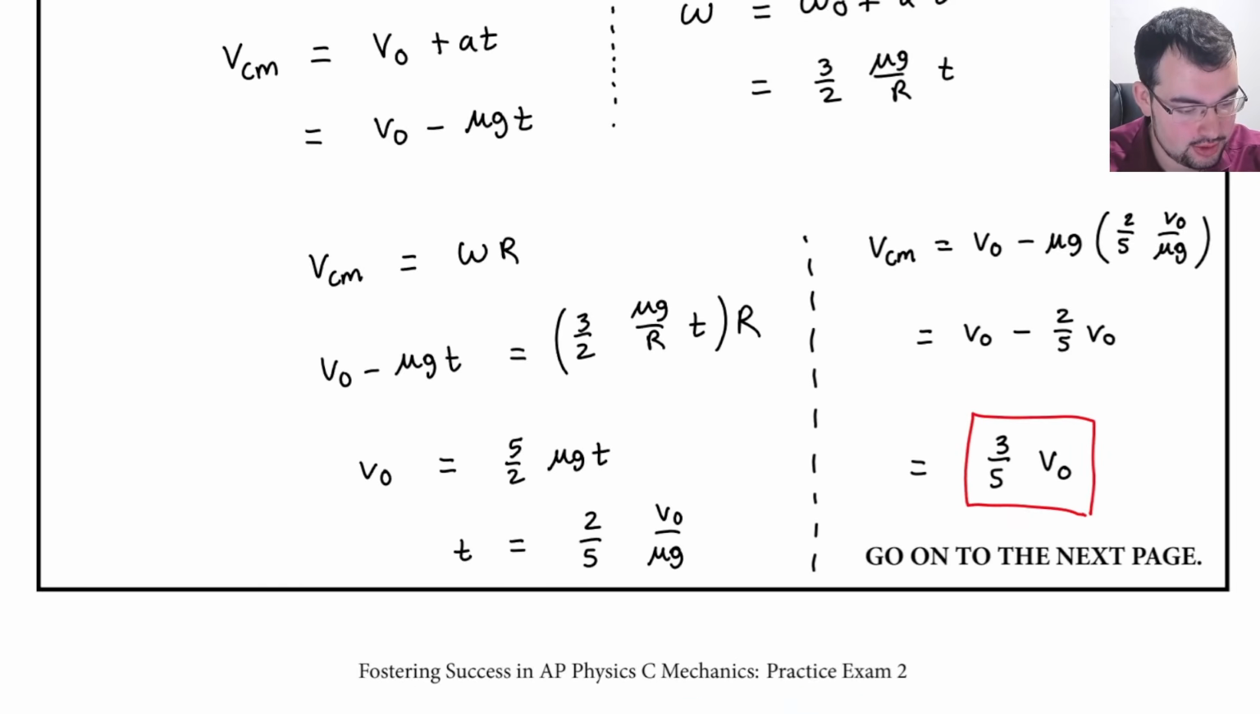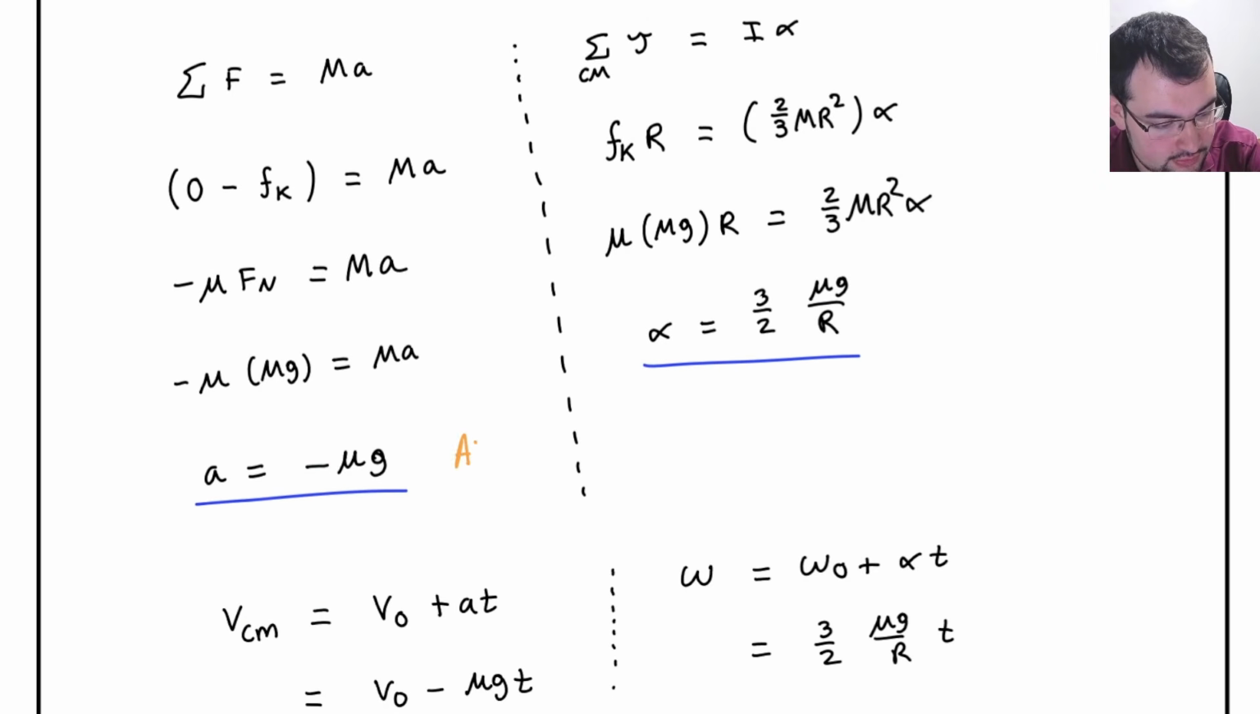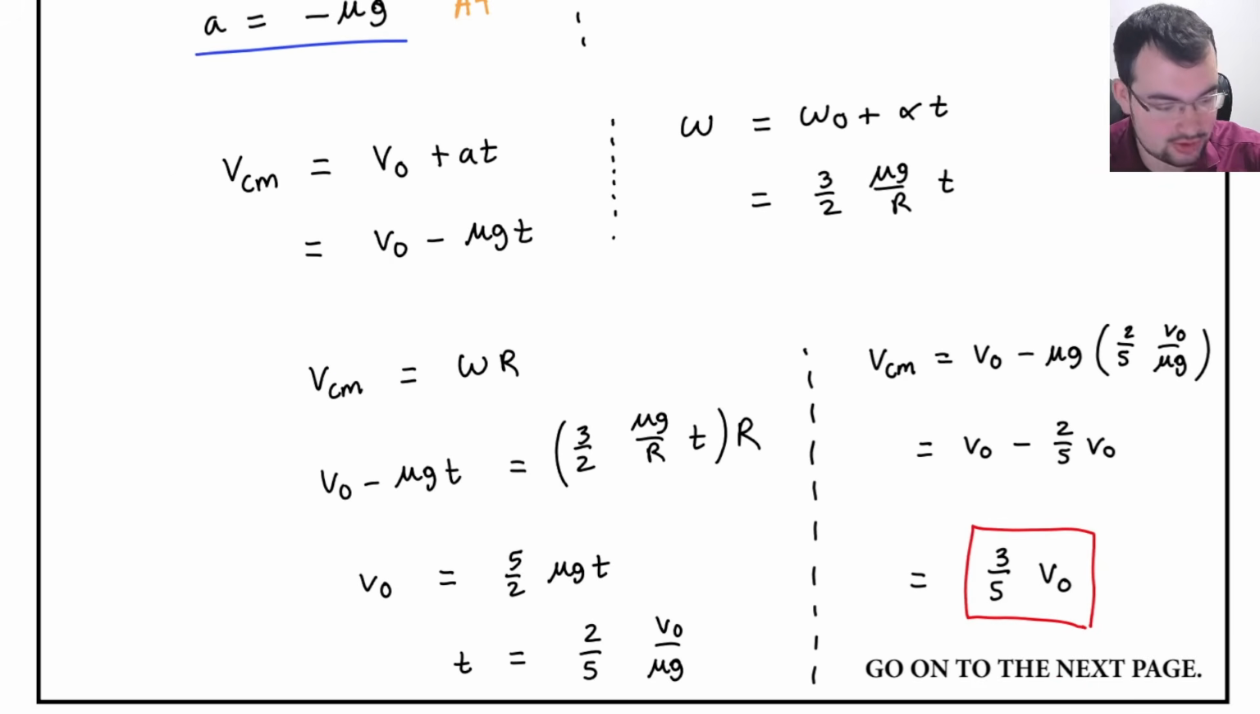Now, you get a point. You get point A4 for the correct translational acceleration. You get point A5 for the correct angular acceleration. You get point A6 for applying the no-slip condition. And then you get point A7 for a correct answer. So you can see there's easy points and there's hard points. Even if you didn't know a lot, you could still get this point A6 if you recognize the no-slip condition.